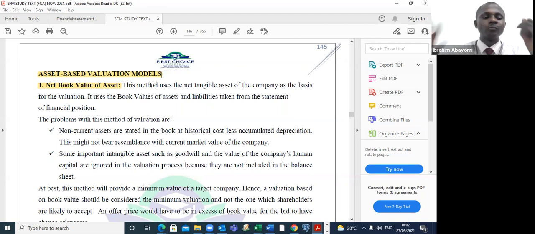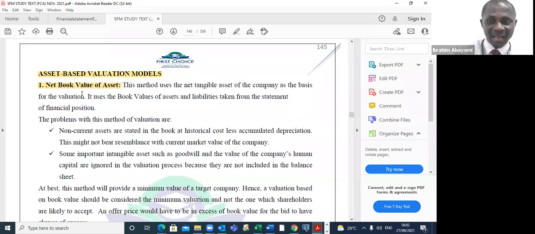Now that is asset-based valuation model. You are using the asset of the company to determine the market value of that company. You say you are carrying out your business valuation using asset-based approach. Now, the value of your assets from your accounting equation, asset is equal to what? Capital plus liability. I believe you can still remember that accounting equation. Asset is equal to capital plus liability.